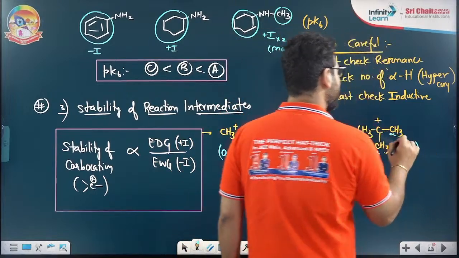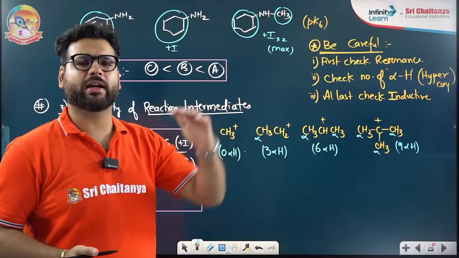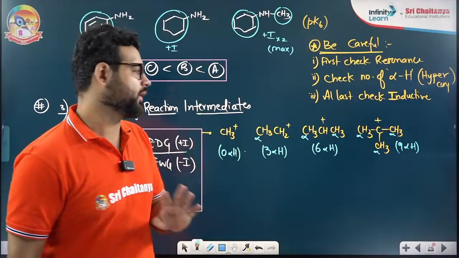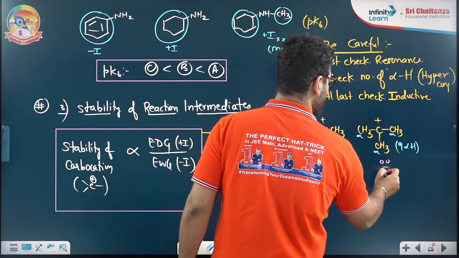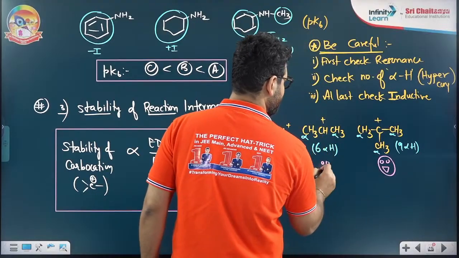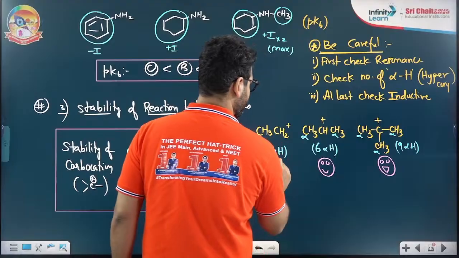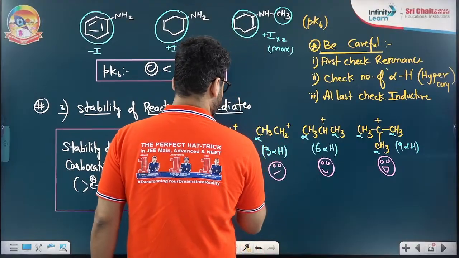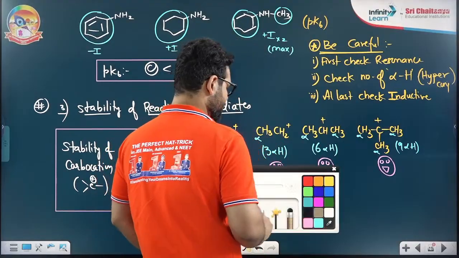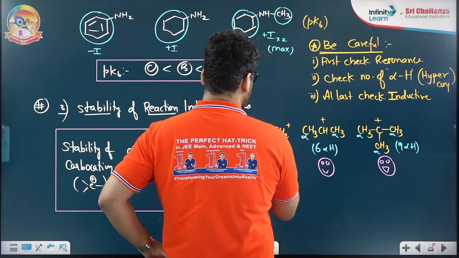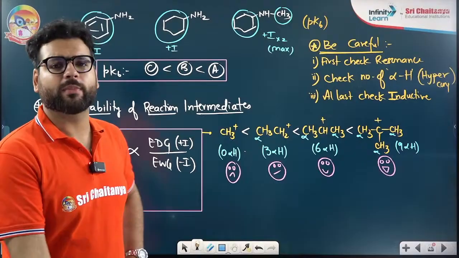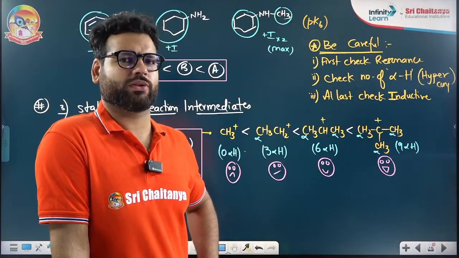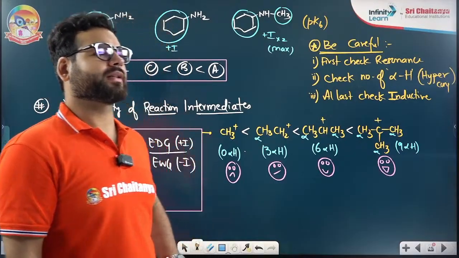So actually it's not a question of inductive effect to decide. It is decided by hyperconjugation only, that more the alpha hydrogens, more is the stability. Lesser the alpha hydrogens, lesser is the stability. So that is the reason why a tertiary carbocation is always going to be better than a primary carbocation most of the times, but always check the alpha hydrogens first. Okay, I hope it is clear.